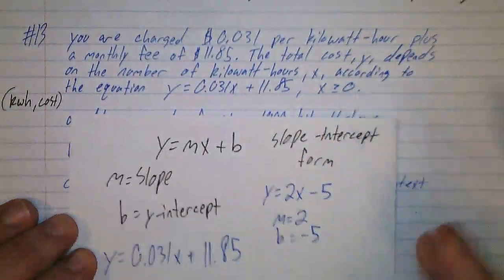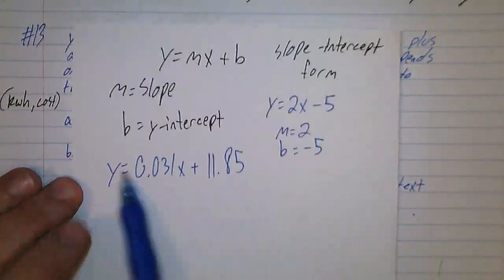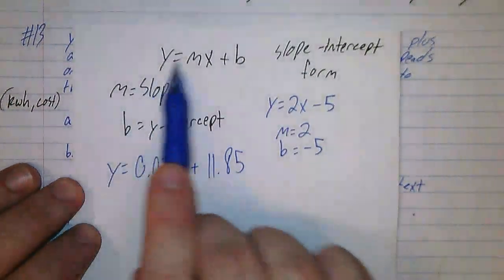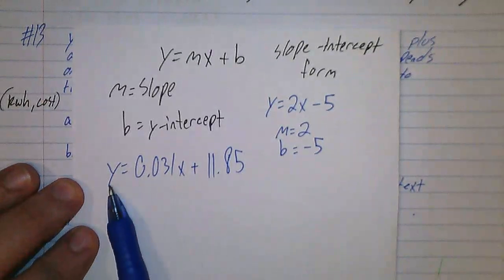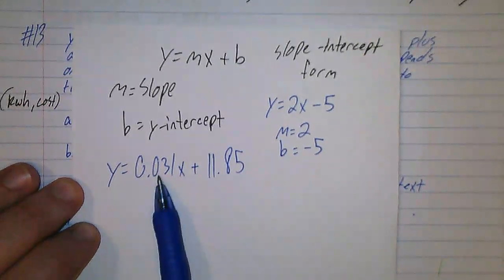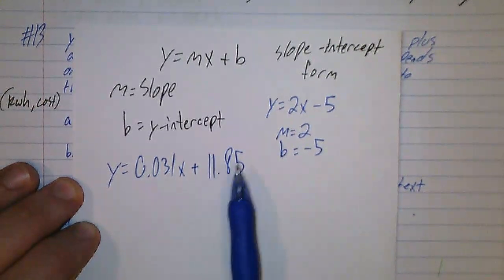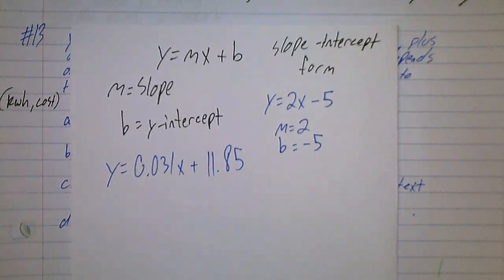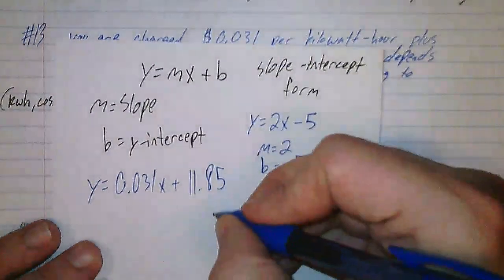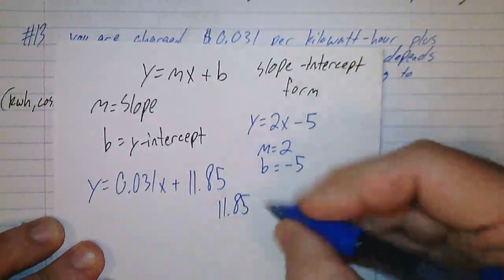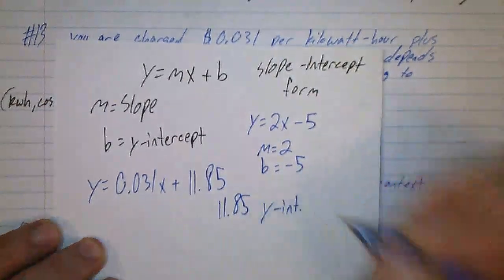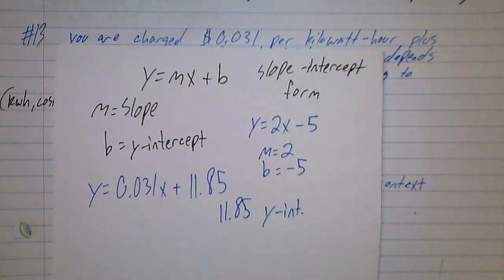Forget about all the other information. If we just look at the equation here, we are in y equals mx plus b form because y is by itself. We have a value in front of the x, and we have a value on its own, no variable, being added or subtracted. So what represents the y-intercept? 1185 is the y-intercept. And what does that mean?